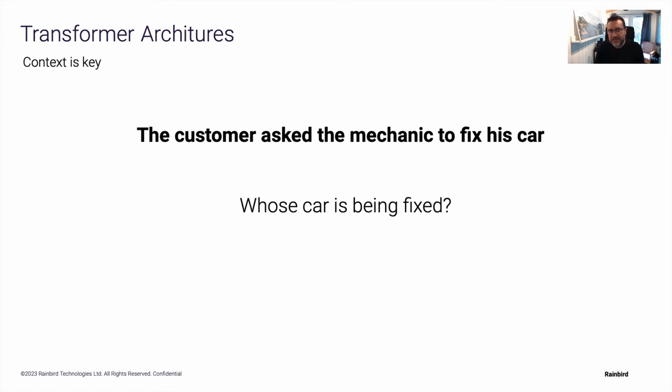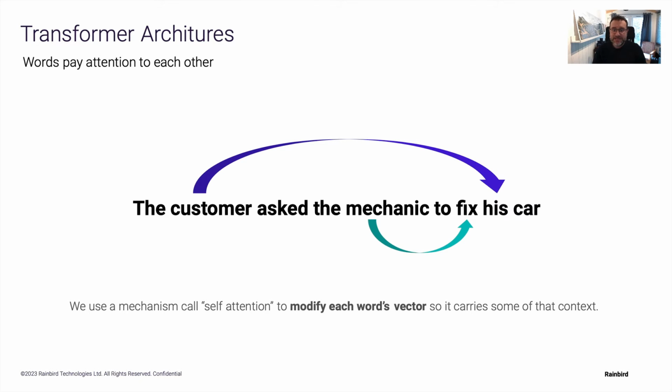But in understanding that it's the customer's car that is being fixed, when we refer to his in the sentence, we mean the customer. Really what we're doing is applying our own understanding of these words. We understand that a mechanic is somebody who might go about fixing cars, so it's most likely that actually the customer is asking the mechanic to fix his car rather than the customer asking the mechanic to fix their own car. That idea of context is really, really important. Transformer architectures include a mechanism which we call attention or self-attention.